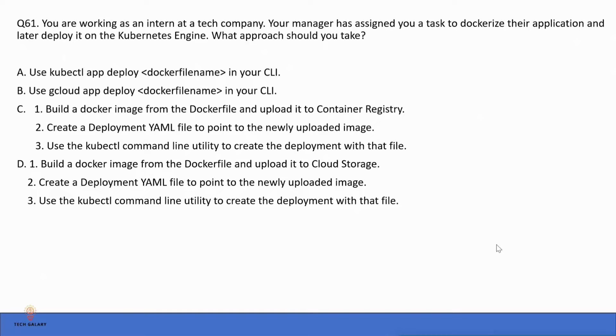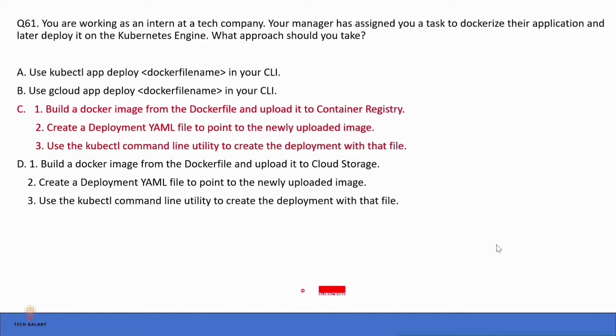Option C, build a Docker image from the Docker file and upload it to the container registry. Create a deployment YAML file to point to the newly uploaded image. Use the kubectl command line utility to create the deployment with that file. This is the correct option. First, we need to push the Docker image to the Google container registry. Once the Docker image is uploaded to the container registry, next we need to create a deployment YAML file and then use the kubectl command line utility to deploy the file. These are the correct steps which need to be followed to Dockerize the application and deploy to the Kubernetes engine.